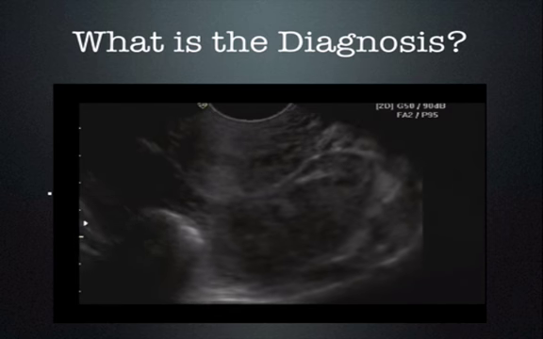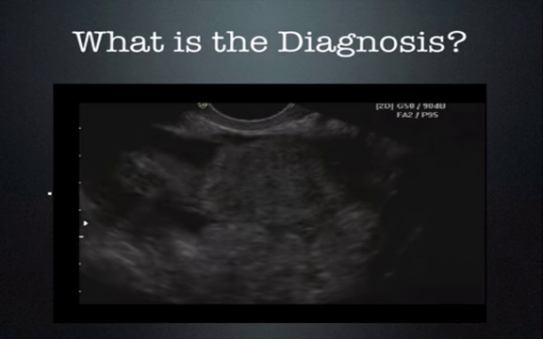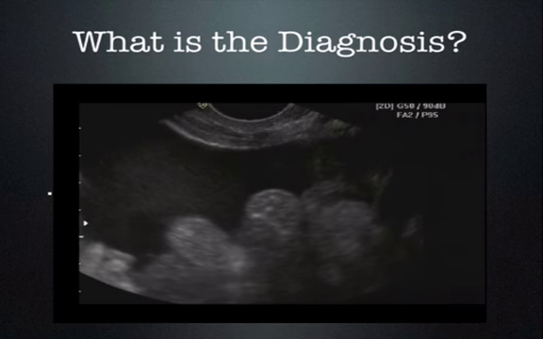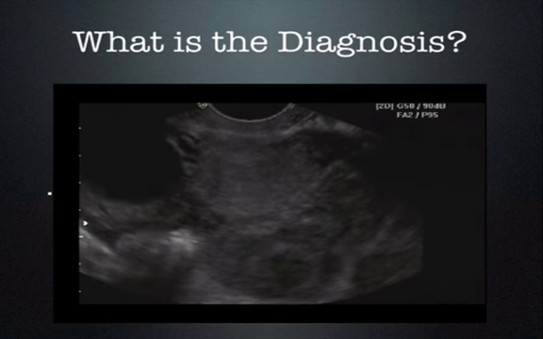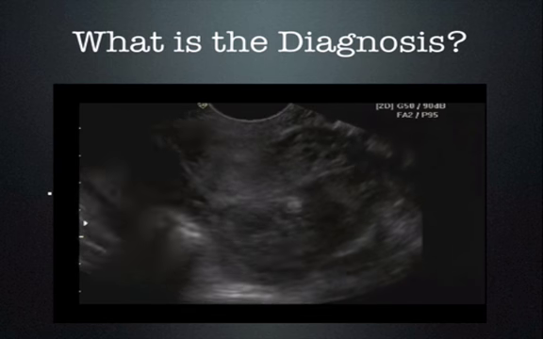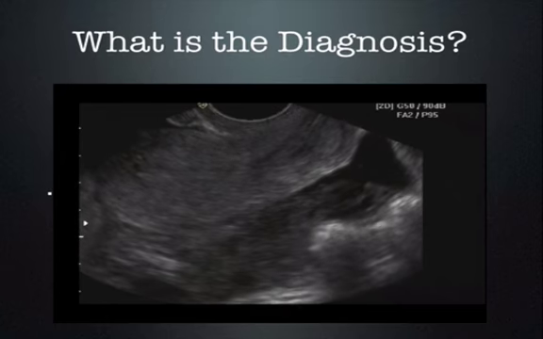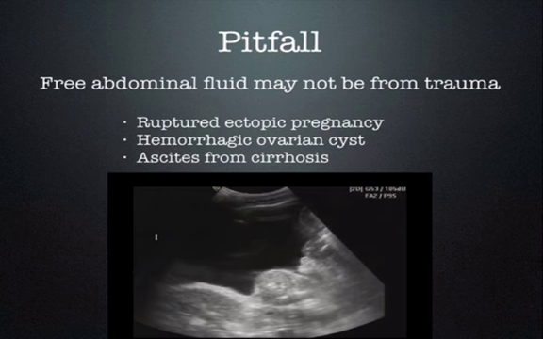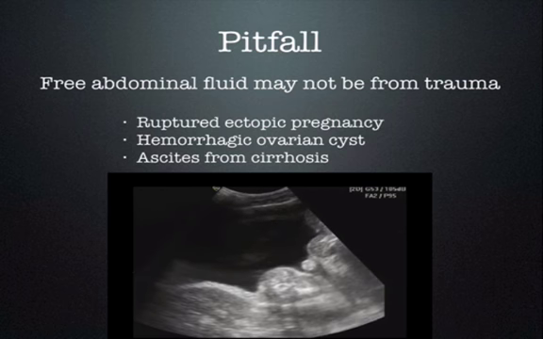Therefore, with the FAST exam, remember, you can't tell what the fluid is. We assume it's blood, but it may or may not be. And we can't tell that it's from the trauma. It may be from a ruptured cyst. It may be from an ectopic pregnancy. It could be from bleeding from other sources. One more time, remember, all free fluid may not be from trauma.